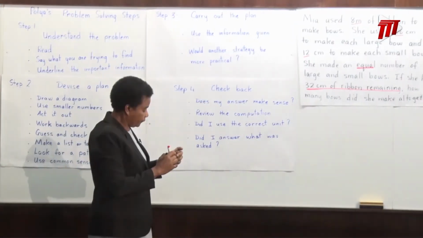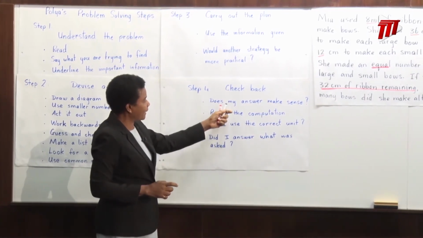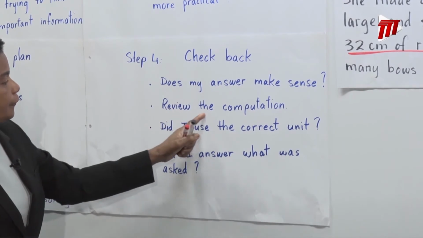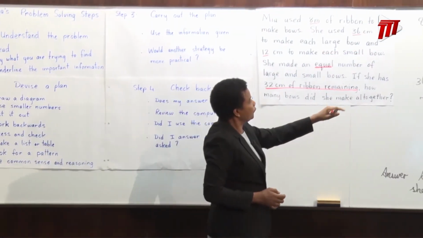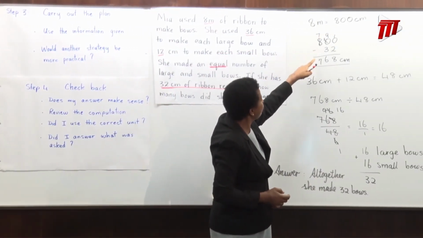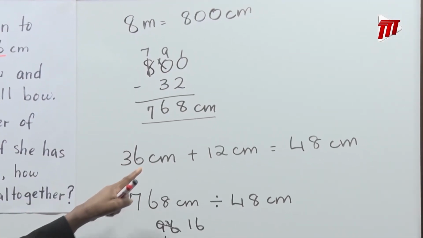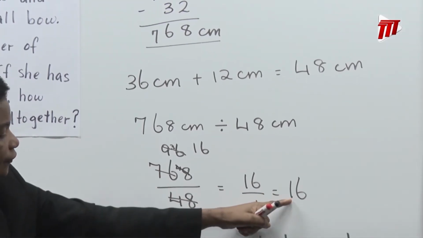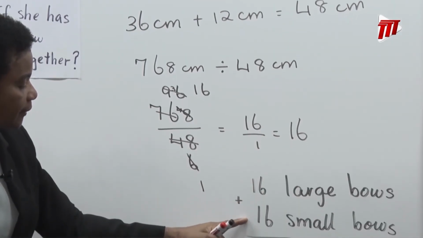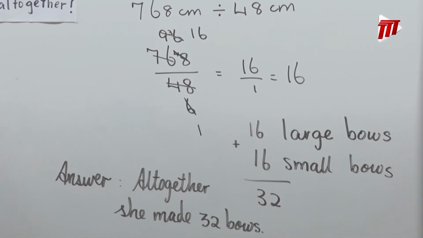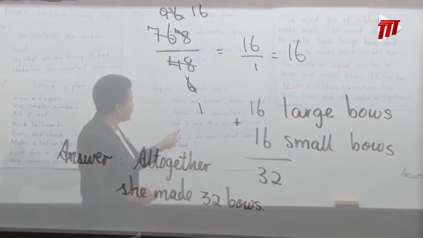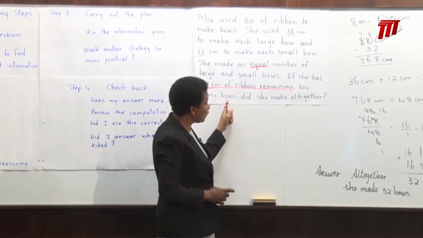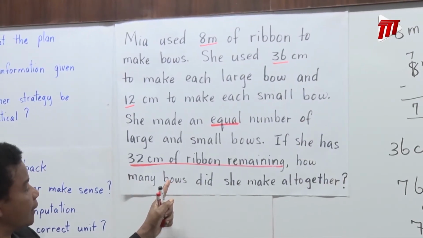So let's go to step 4. Does my answer make sense? 32 bows. Let's review the computation. We check back to ensure that our subtraction is correct, that our addition is correct, that our division is correct, and finally, our addition is correct. Did I use the correct unit? Yes, we are talking about bows. Our unit for this question is bows.